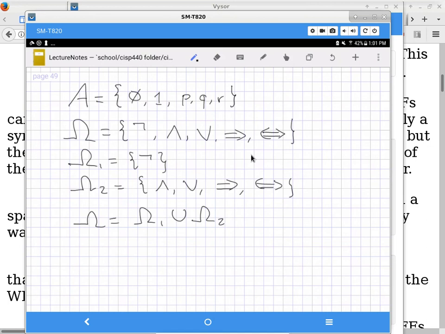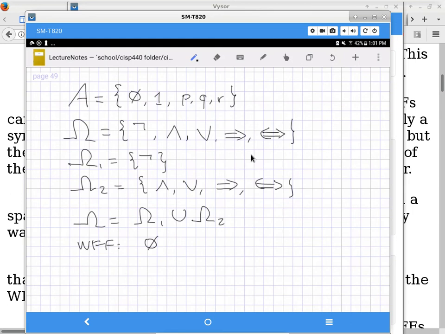So just given this, what kind of well-formed formula can I create? When we look at well-formed formulae, 0 by itself is well-formed. Why is it well-formed? Because it's empty. No, okay, not because it's empty.